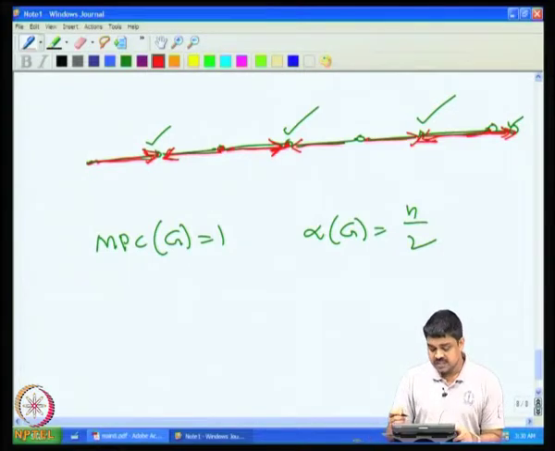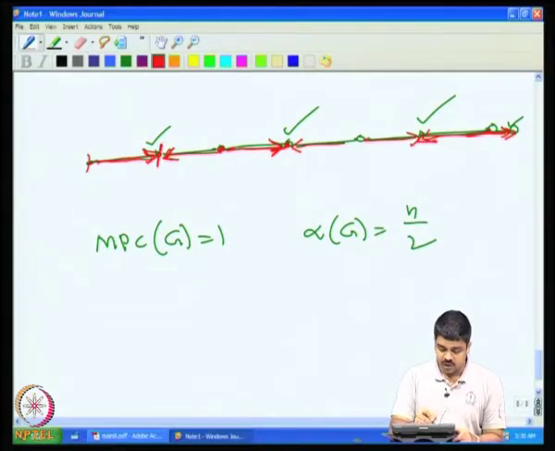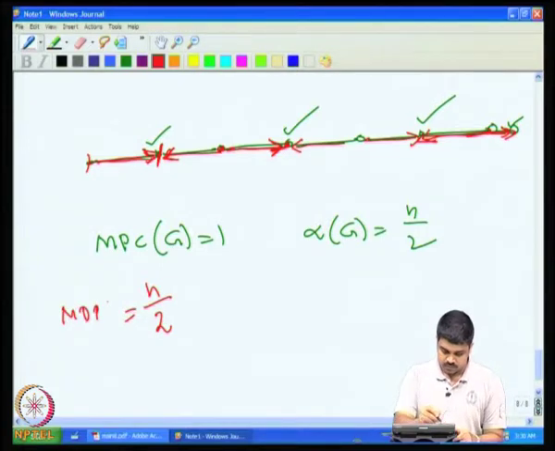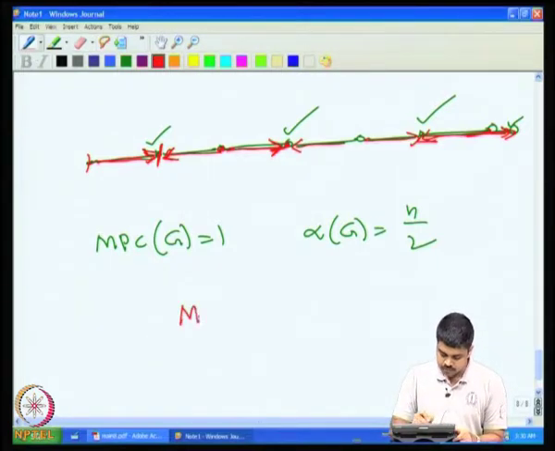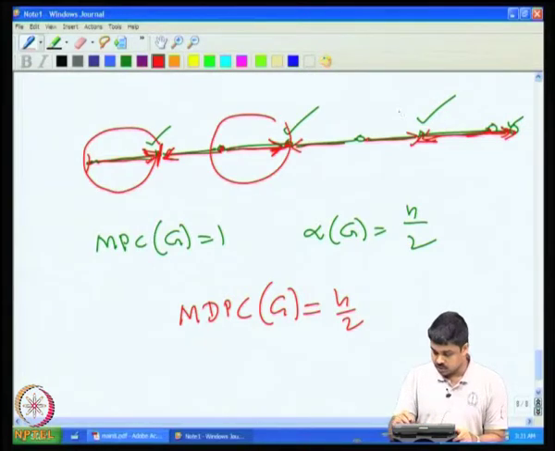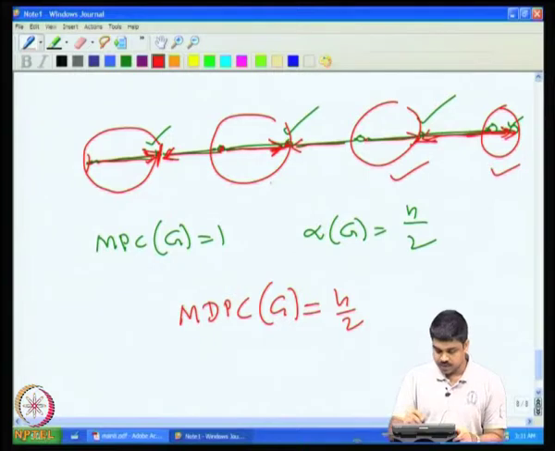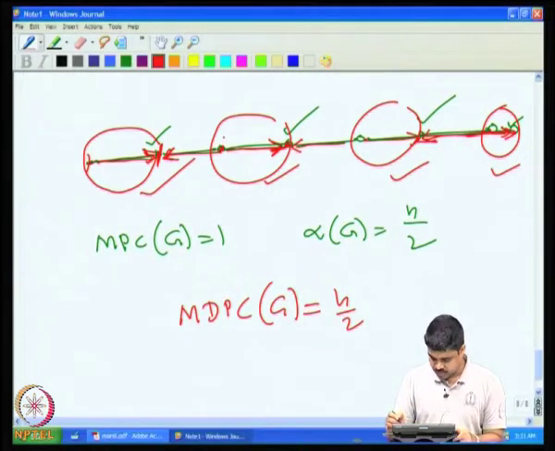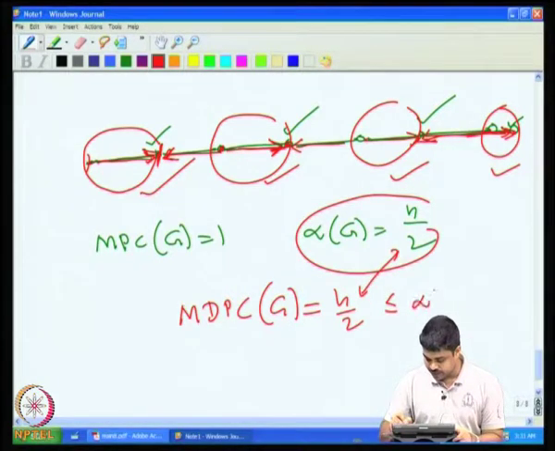This way, we have increased the cardinality of the minimum path cover so much, because now a path can cover at most 2 vertices. So the MDPC of G has become n by 2, right. So this is one path, this is another path, this is another path, and like that. This is the only way we can cover it, but alpha remains the same.